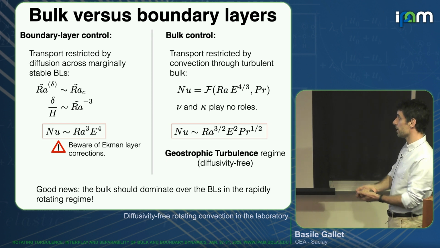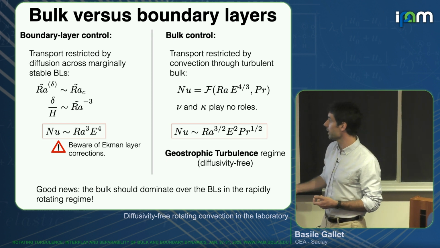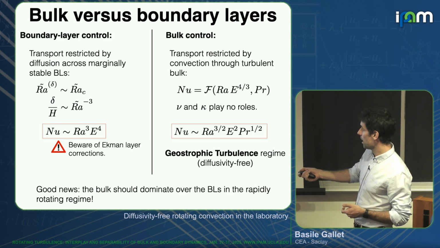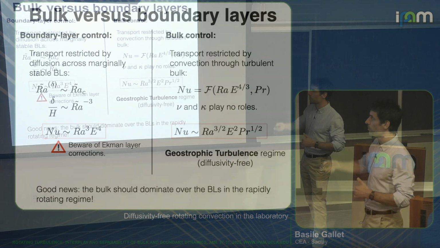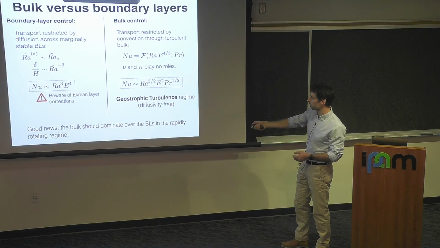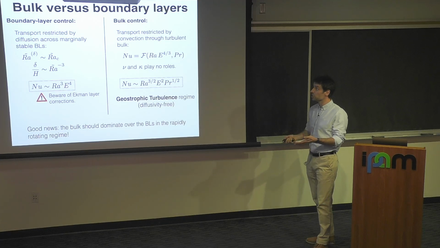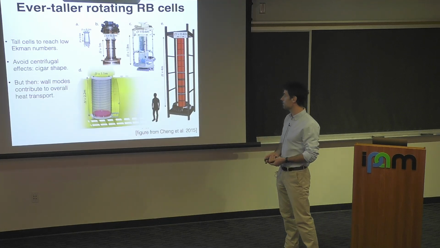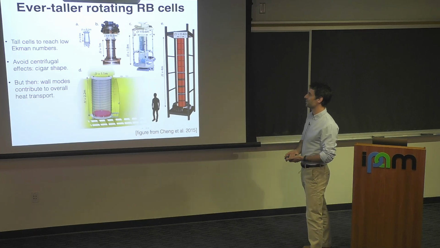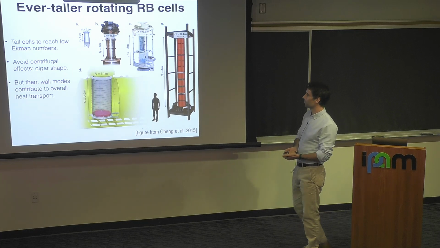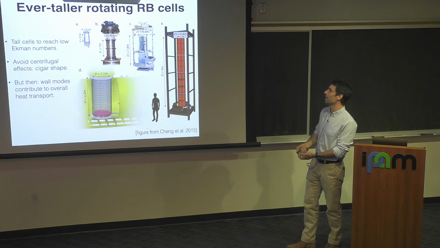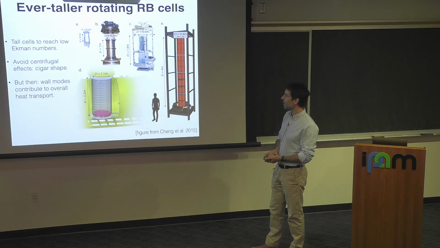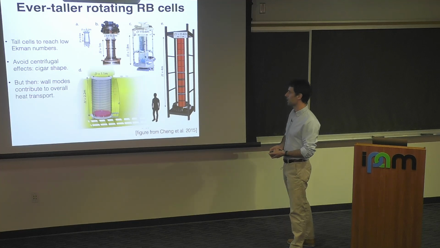Okay, so there's some good news in here, which is that as compared to non-rotating convection, we know that asymptotically, because this is less steep than this one, the bulk should be the throttle for rapidly rotating convection. Again, the boundary layers should be very efficient at transporting heat, and this is what should restrict the overall flux. But you have to reach the asymptotic regime, and so I'm also using this great schematic from Cheng et al. 2015, where you have to perform ever taller rotating Rayleigh-Benard cells, and there's this amazing 4-meter high experiment where we try to achieve this asymptotic regime.